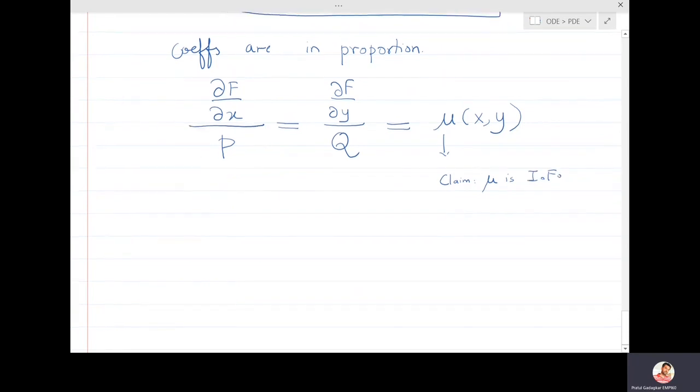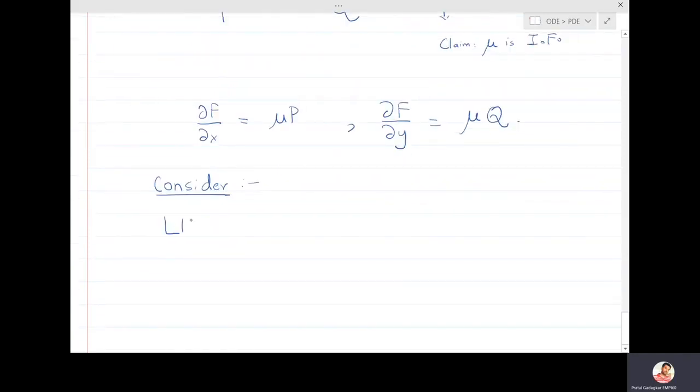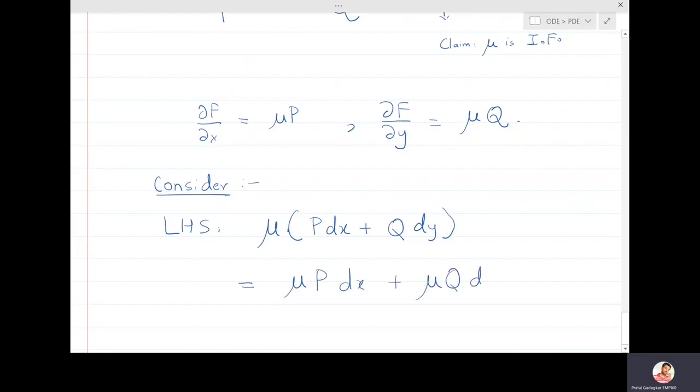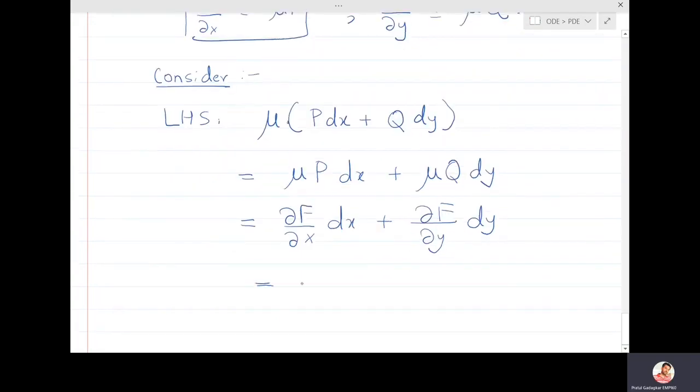Let us see how. Because of this, ∂f/∂x is equal to mu P, and ∂f/∂y will be equal to mu Q. Correct. And therefore let me consider the LHS. I will consider mu into the left hand side of the Pfaffian differential equation, P dx plus Q dy, which is equal to mu P dx plus mu Q dy, which is ∂f/∂x dx plus ∂f/∂y dy. This is nothing but df.